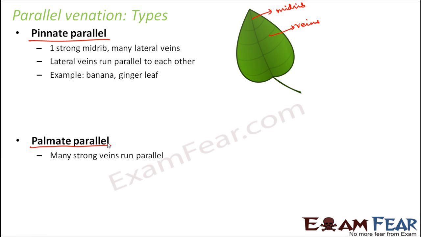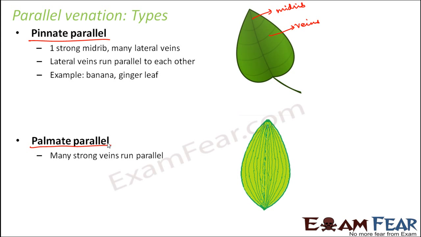So many strong veins run parallel to each other. So here the strong veins will be parallel to each other. For example, here you can see these lines which you see, they are all strong veins. And these veins are all running almost parallel to each other. So this is palmate parallel. Now again, this palmate parallel can be of two types. It can be convergent or it can be divergent.